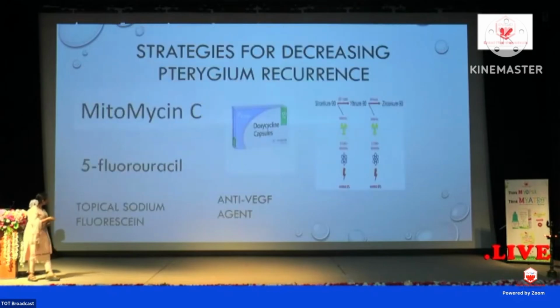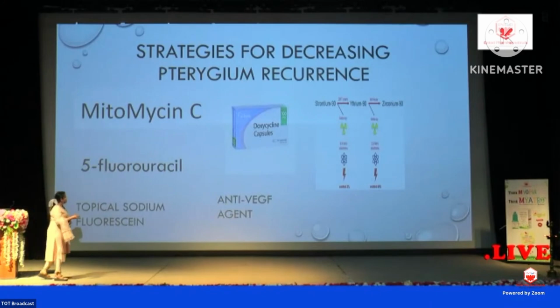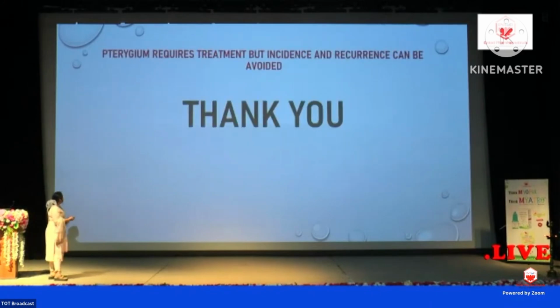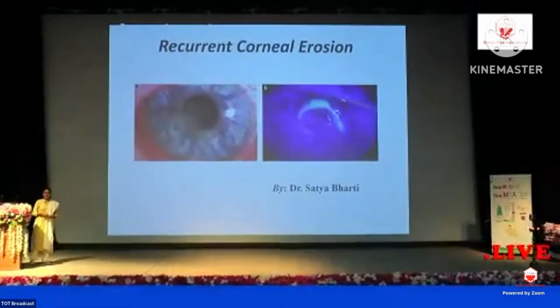These are the strategies for decreasing pterygium recurrence, which include mitomycin C, 5-fluorouracil, topical sodium fluorescein, anti-VEGF agent, doxycycline, beta radiation, and strontium 90. So with this, I conclude my slides. Thank you.